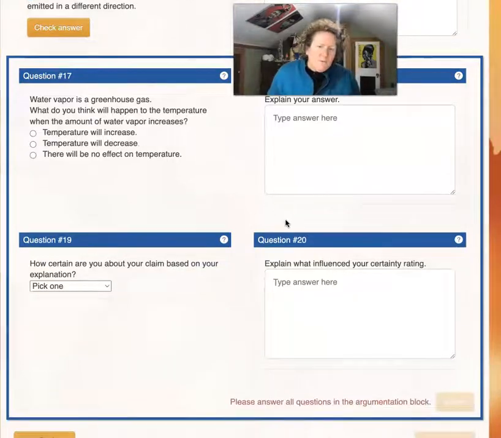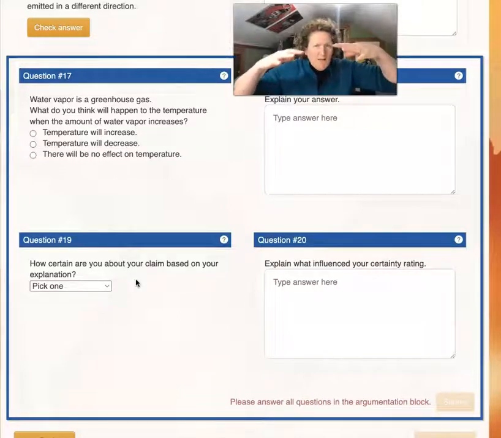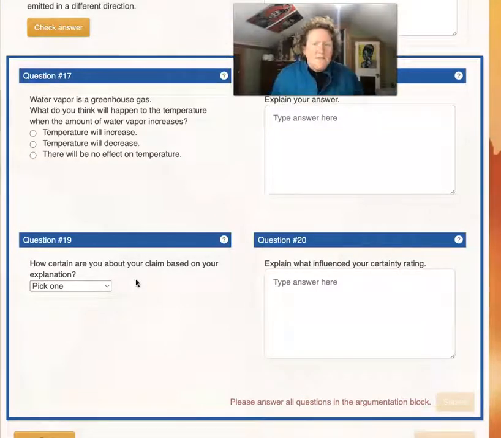How certain are we about our claim? Well, I'm pretty certain. I know how steamy it feels in the shower when there's a lot of water vapor. I know how steamy it feels in the summer when we have a very humid day. I know that cloudy nights in the winter are warmer than clear nights. So I'm pretty sure water vapor does a pretty good job of holding in Earth's heat.